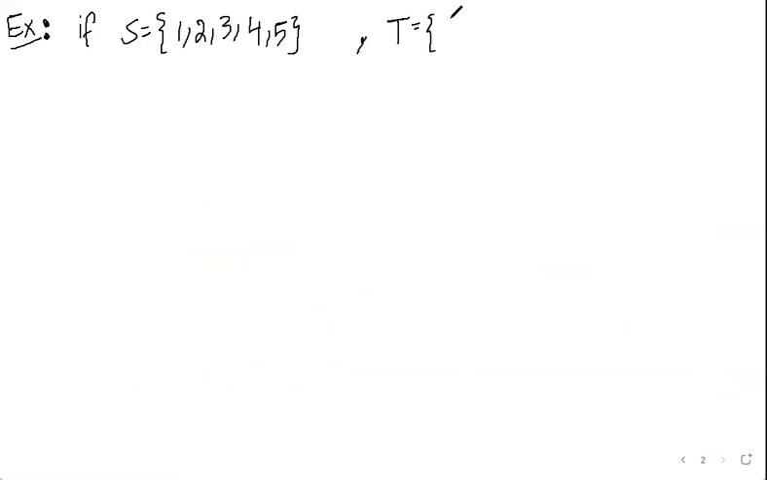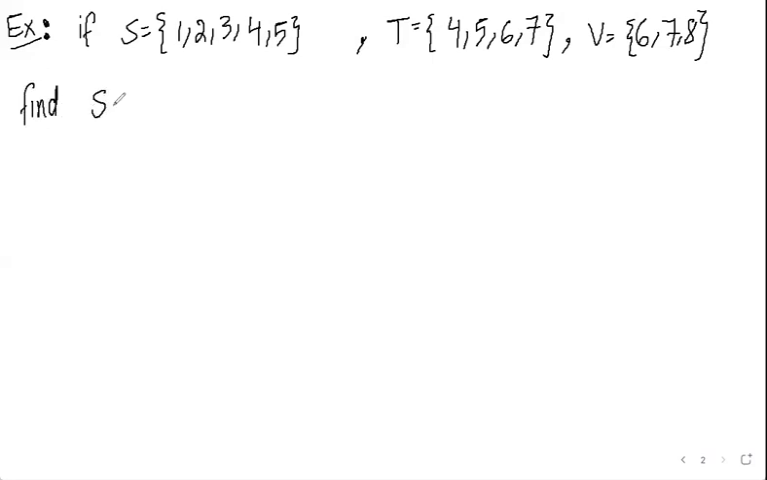Okay. So, for example, if S equals 1, 2, 3, 4, 5, up to 5, only 5, and I have another set T equal 4, 5, 6, 7, and the last one, V, is 6, 7, 8. And the question is, number one, find S union T.